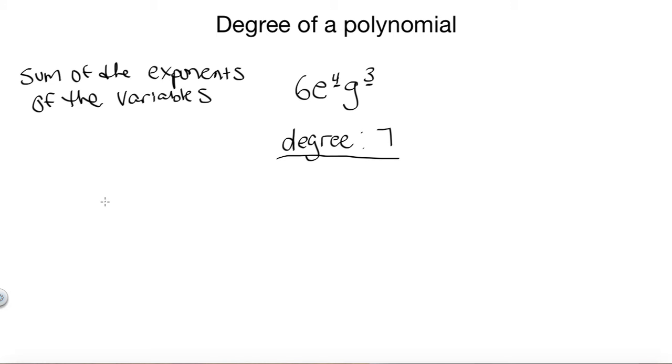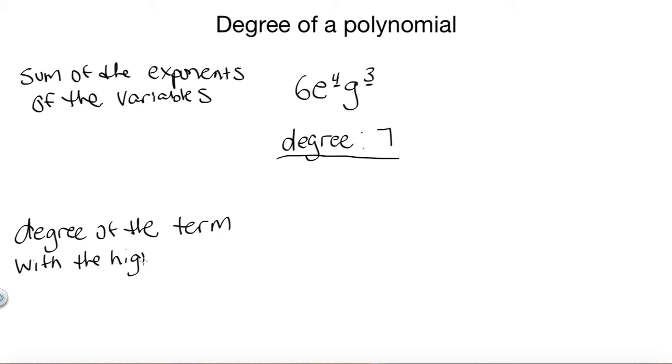Let's look at a polynomial. The degree of a polynomial is the degree of the monomial term with the highest degree. Let's look at an example so that you understand exactly what I mean by that. So let's write it. Say the degree of the monomial term, I'm going to say of the term with the highest degree.